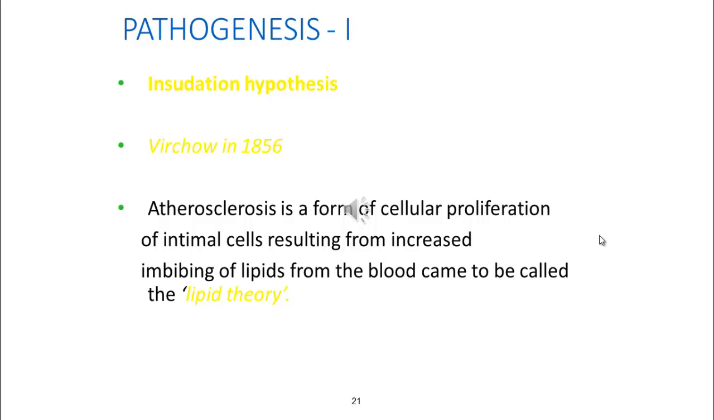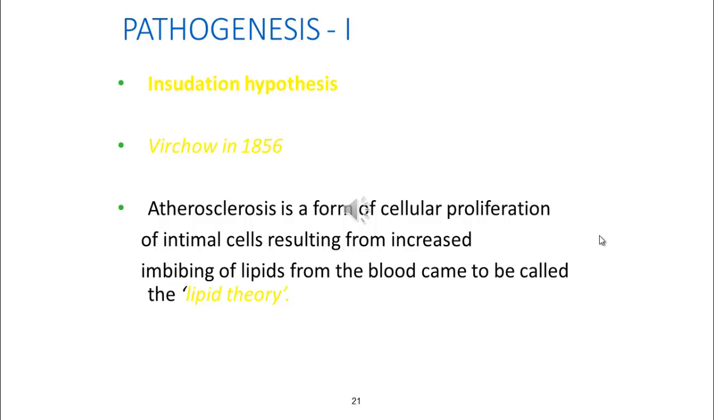Now there are two theories regarding the pathogenesis of atherosclerosis. One is the insudation theory and the other one is the proliferation theory. So what about the insudation hypothesis? It was proposed by Virchow in 1856. According to this theory, atherosclerosis is a form of cellular proliferation in the intima that results from the increased imbibition of lipid from the blood. So it is also called the lipid theory.